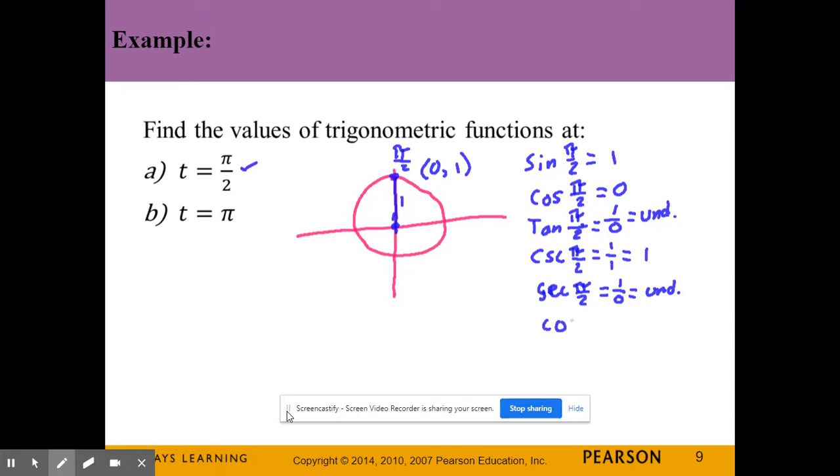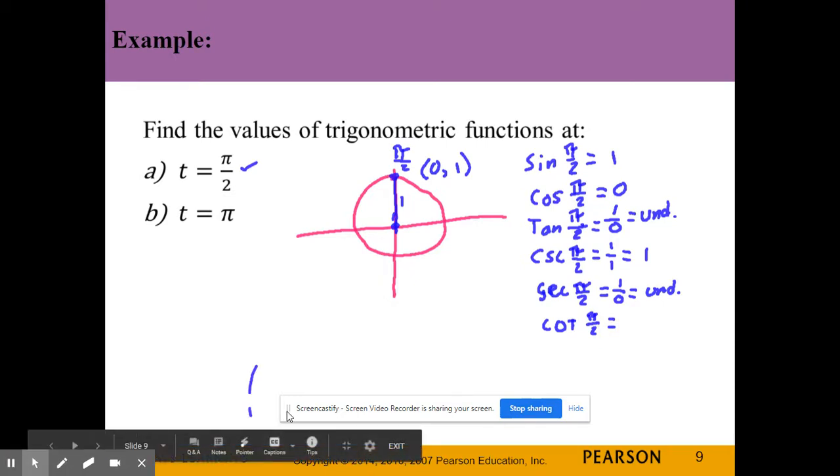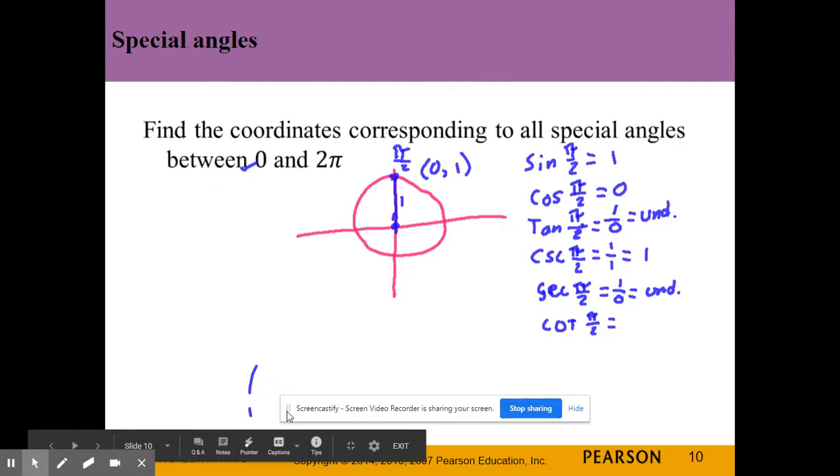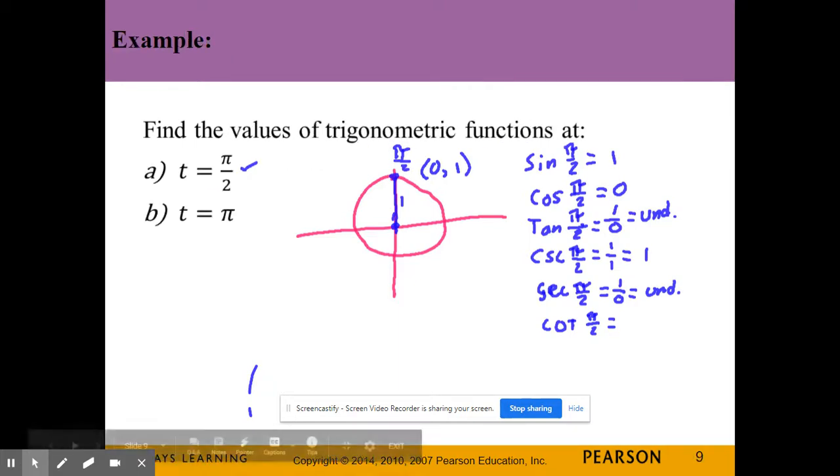Last one is cotangent. Two ways to look at it. It's either x over y, which in this case, x is 0, y is 1, so it'd be 0. So those would be all the trigonometric functions at pi over 2.